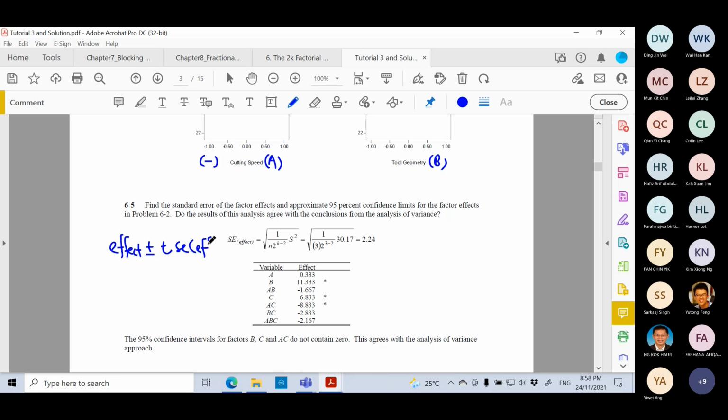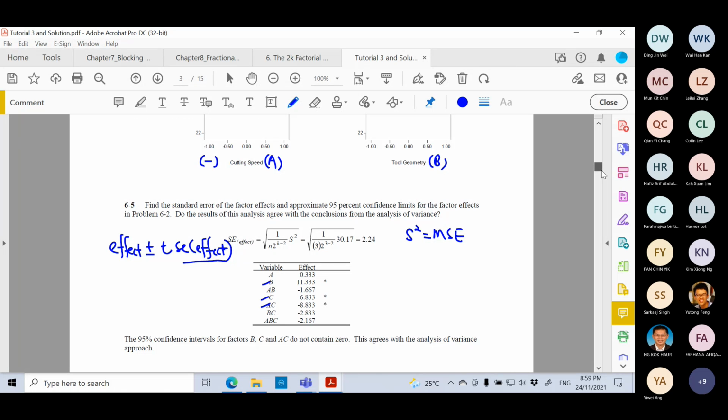The sum of square for the standard error of the effect was given by here, where the S square here is actually your MSE. You use the MSE here to estimate the standard error of the effect, where S square is the MSE. Then after that, you can calculate which factor will be significant. So again, we have the third technique here. Also, B and C and AC are significant.